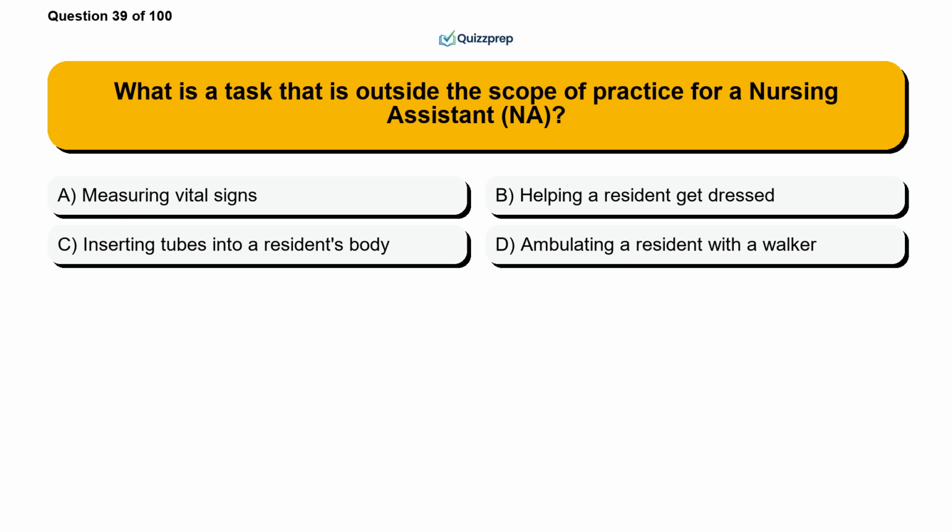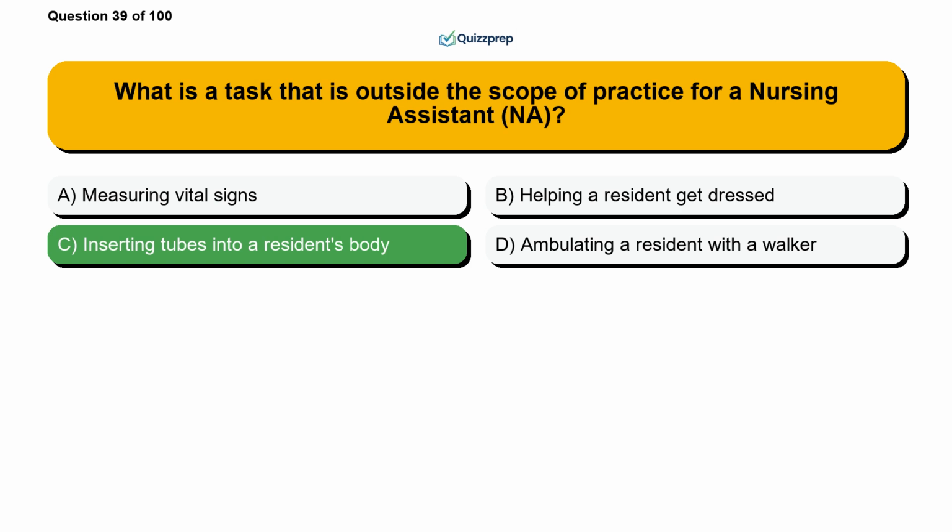Question 39. What is a task that is outside the scope of practice for a nursing assistant, NA? Option A, measuring vital signs. Option B, helping a resident get dressed. Option C, inserting tubes into a resident's body. Option D, ambulating a resident with a walker. The correct answer is option C, inserting tubes into a resident's body.